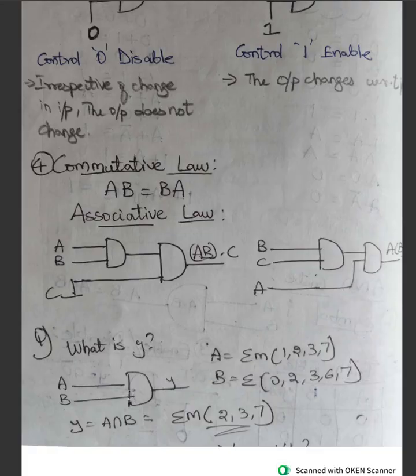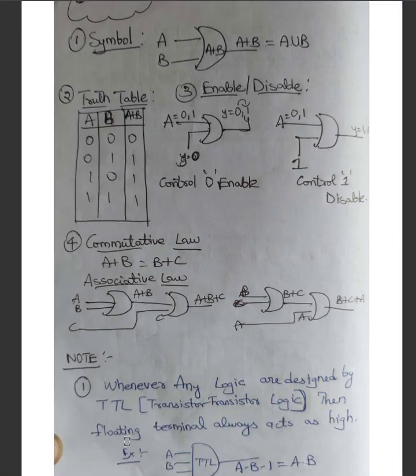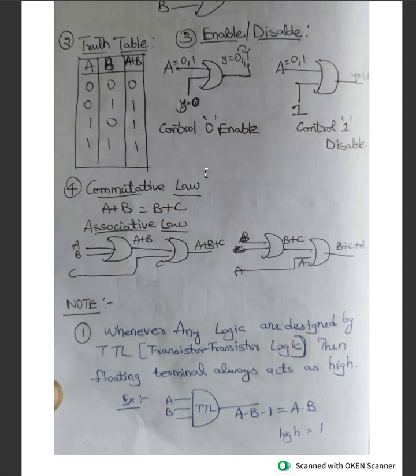Whenever this question might not come, but it's just for understanding purposes. If A and B are given as min terms, you can basically do it by A intersection B. Then you have the OR gate. OR gate is simply A plus B, which you can write as well as A union B. And then you have the truth table. 0 plus 0 is 0, 0 plus 1 is 1, 1 plus 0 is 1, 1 plus 1 is 1. So this is basically it, and it follows commutative law as well as associative law. And the diagram for this will be this to represent this.